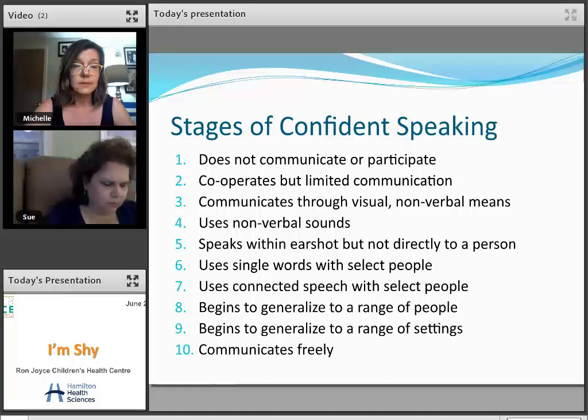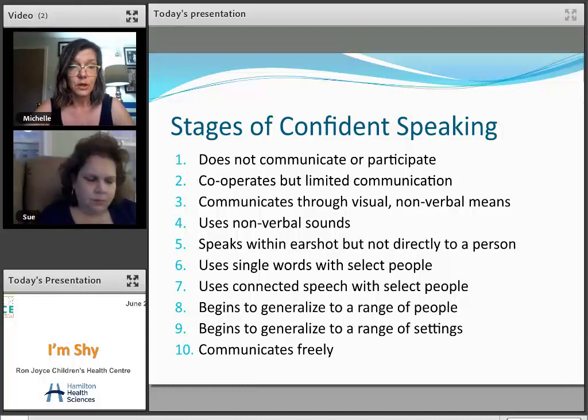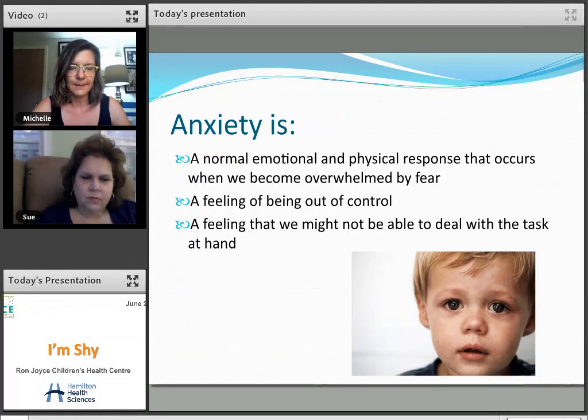And then seven is using connected speech with select people. Eight begins to generalize to a range of people, so not just those few selected. And nine begins to generalize to a range of settings. So sometimes they will talk outside to a teacher, but once they get into the classroom, the classroom is too overwhelming and they're not able to talk to the same teacher in that setting. So when they start doing that in different locations, that's when we know that we're working on the anxiety. And 10 would be ideal, that they communicate freely.